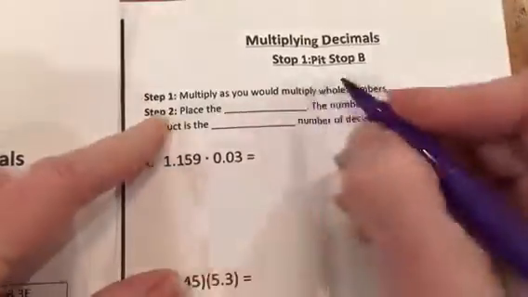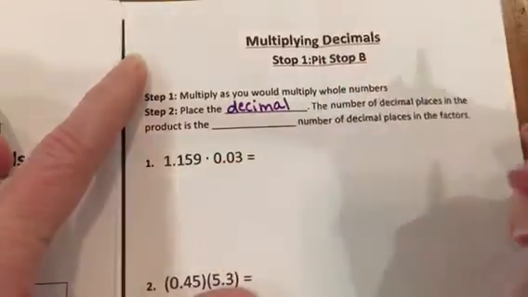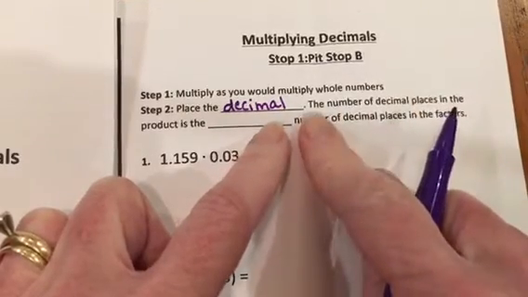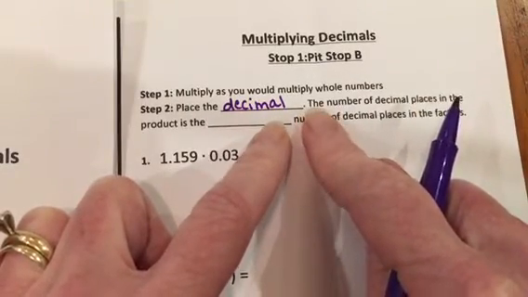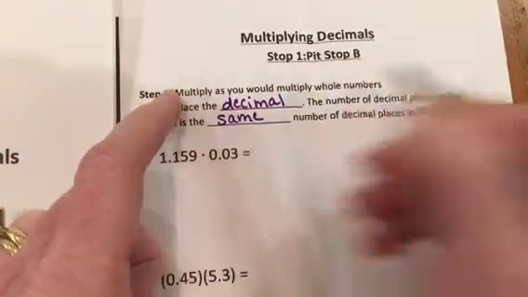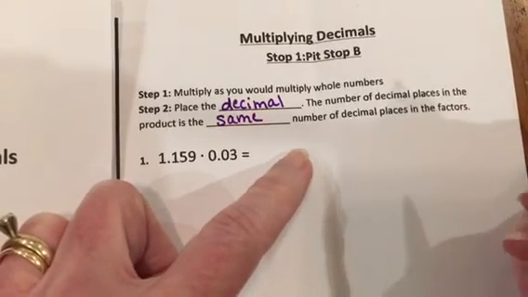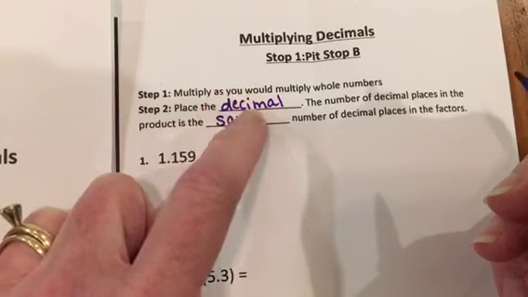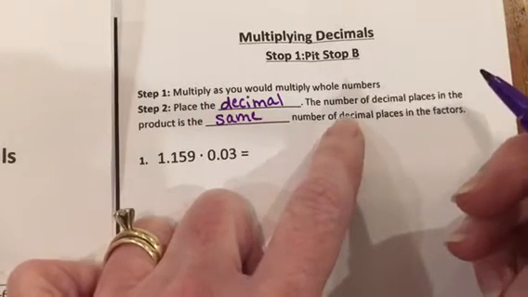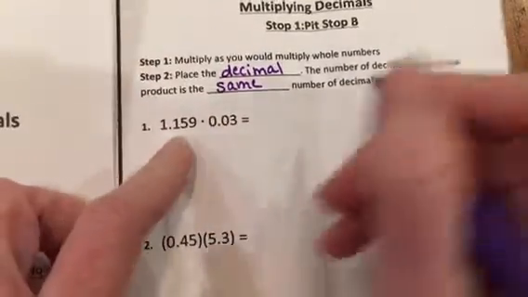Step 2 says that we need to place the decimal. So after you multiply, really the only thing you have to do is figure out where to put your decimal. The way you do that is this reads: the number of decimal places in the product is the same as the number of decimal places in the factors, all right? So after you multiply, you figure out where your decimal goes by counting the number of decimal places in the factors and then putting the same number of decimal places in the product. All right, so let's try it.